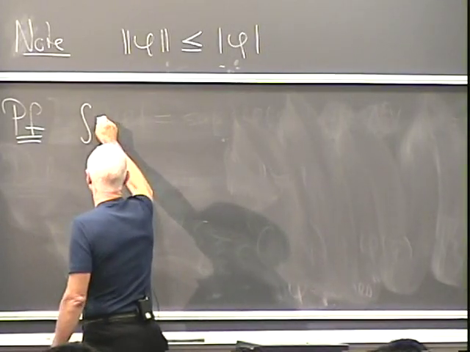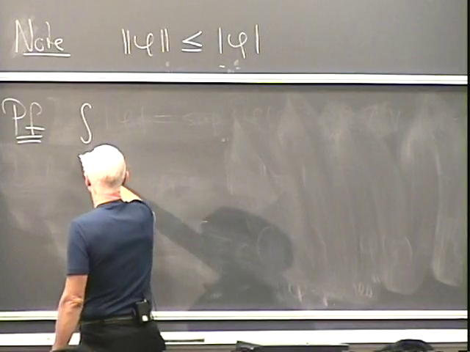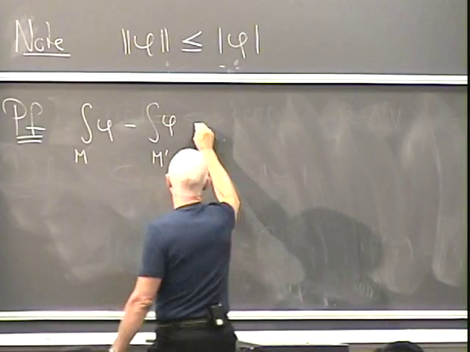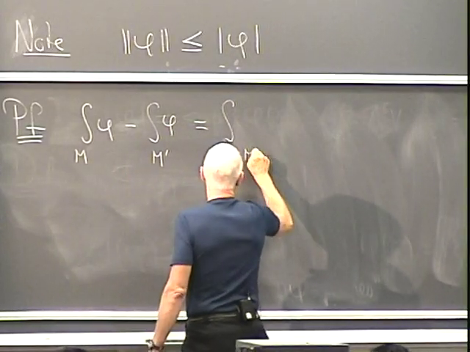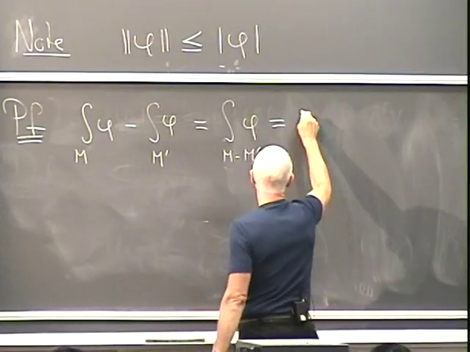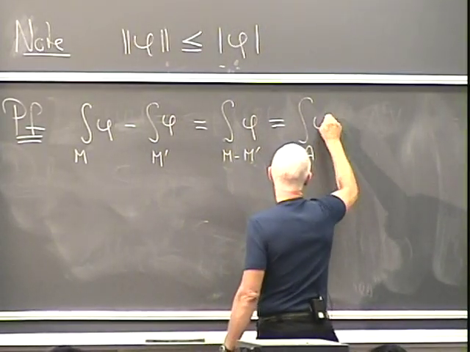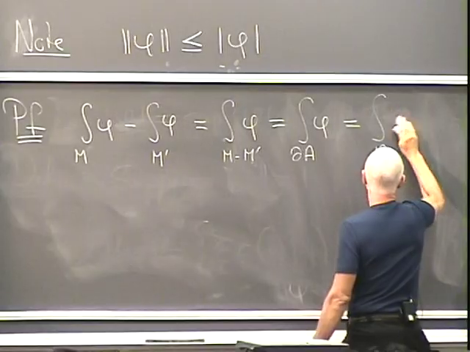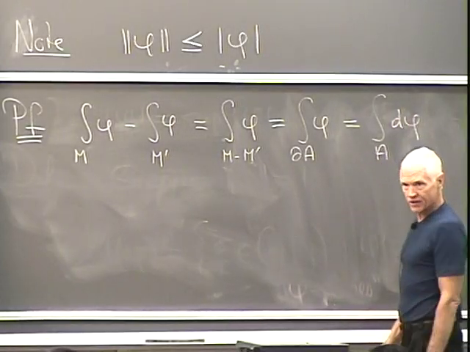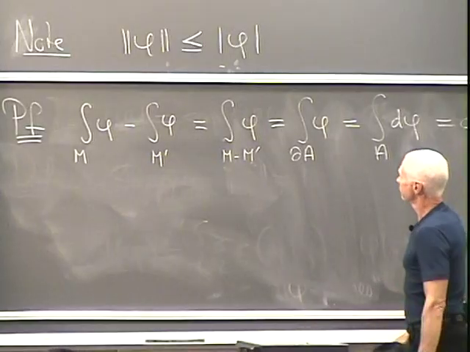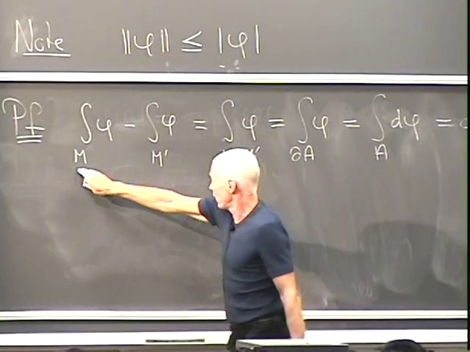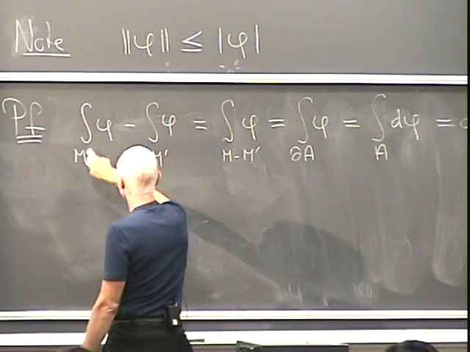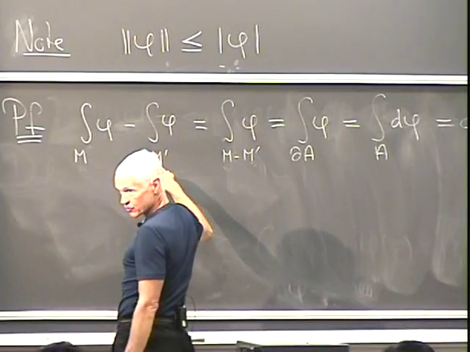Because this is a closed form, if I look at the integral of phi over m minus m prime, this is the integral over the chain m minus m prime. Now this is the boundary of a real chain, and we know that this is the same thing as integrating over d phi. And that's 0. So if you have two homologous manifolds, the integral of this closed form over m is the same as the integral over m prime.